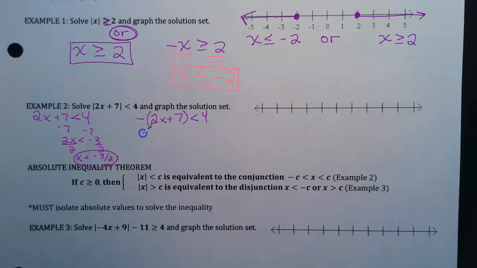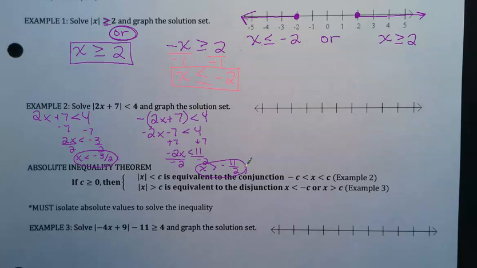All right, then this one, we could go ahead and distribute, or we could divide. So let's distribute actually. So I'll have -2x plus 7 is less than 4. Okay, so we're going to subtract 7 from both sides. So we have -2x is less than -3. We're going to divide by -2. And then we're going to get x is greater than, pardon me, got to flip, x is greater than 3 halves.